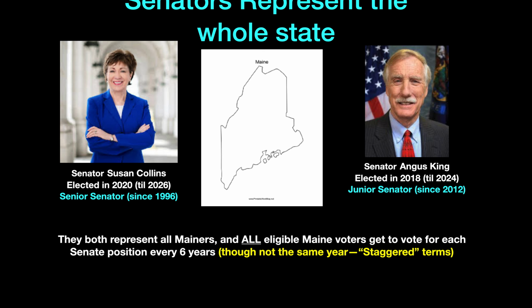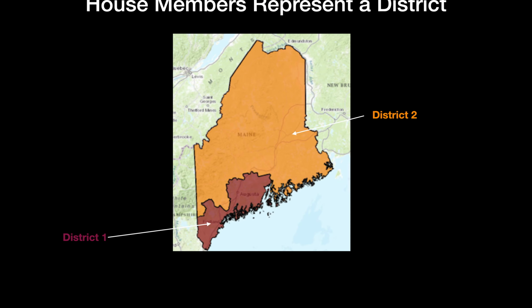We elect the House every 2 years, but the senators all have 6-year terms, but they're on different rotations. King's term, 2018 to 2024. Collins' term, 2020 to 2026. 6 years for both, but the 6 years start and end at a different staggered time for that reason.